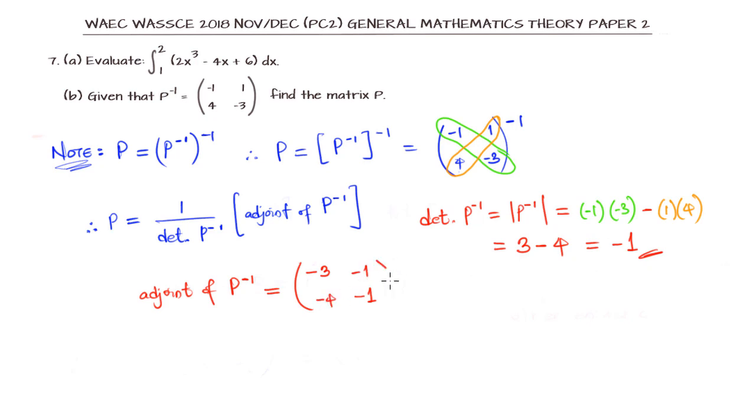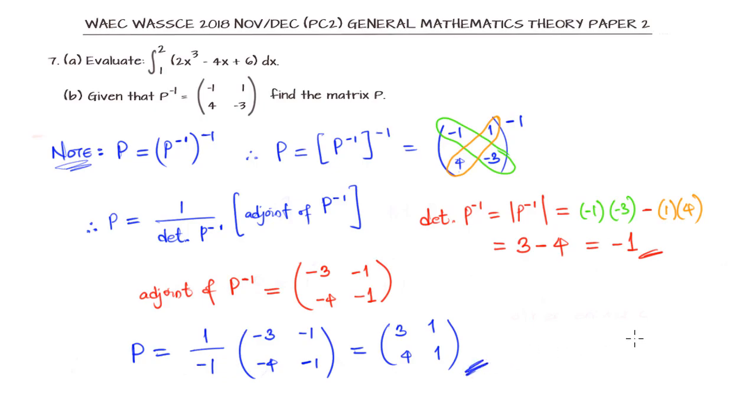And with these two values that we have, the determinant of P inverse and the adjoint of P inverse, we can find the value of P now to be 1 over the determinant of P inverse, which is minus 1, multiplied by the adjoint: minus 3, minus 1, minus 4, and minus 1. Now, by the time we find this and multiply through by minus 1, we have 3, 1, 4, and 1.